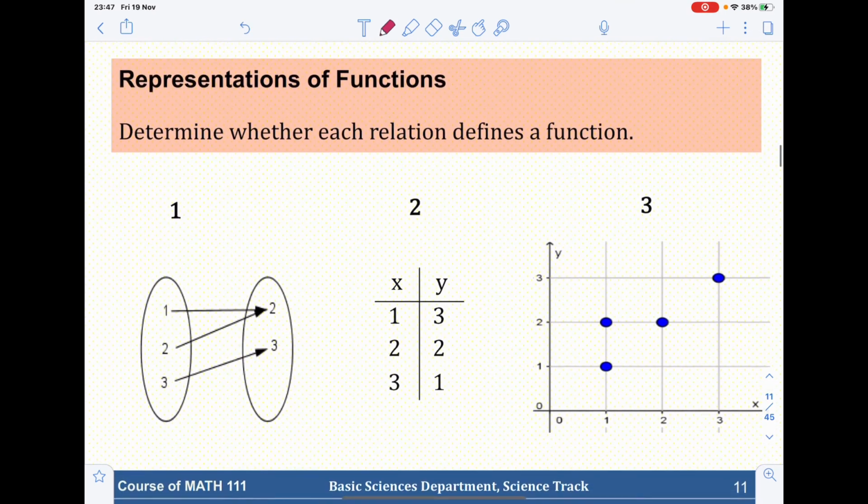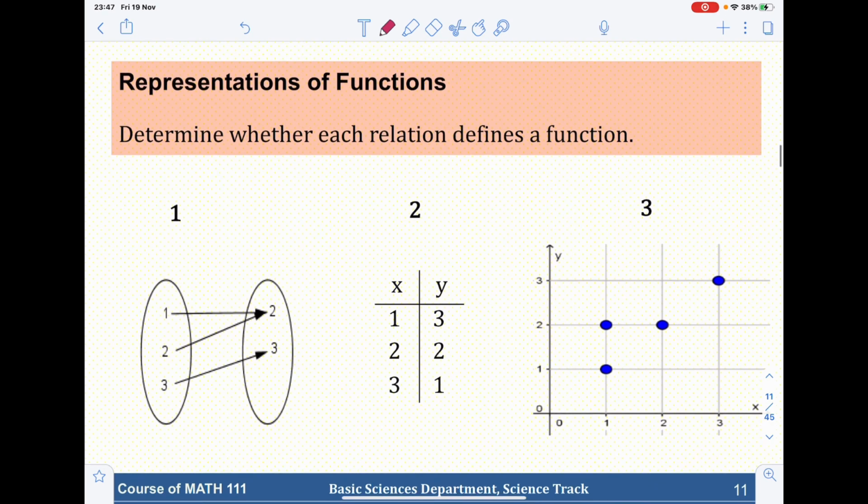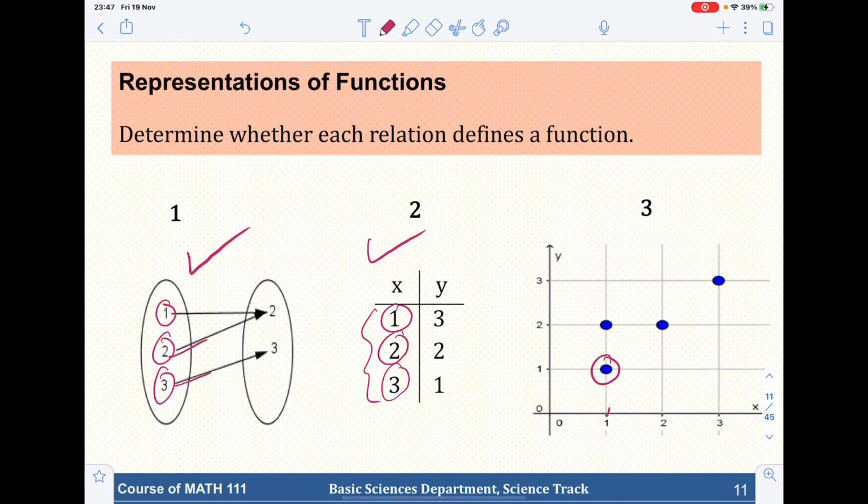Okay, so let's see this exercise. We have the mapping here, and as you can see, all the elements have only one row, so yes, it is a function. Here also 1, 2, 3, they are totally different, so yes. And for this one, there are two dots above each other, which means that 1 corresponds with 1 and also 1 corresponds with 2, which is not accepted in a function. So this is not a function.